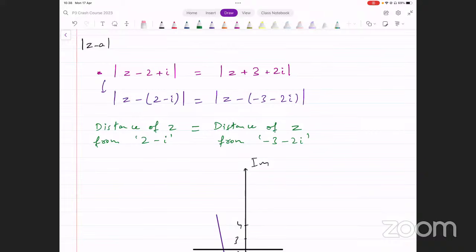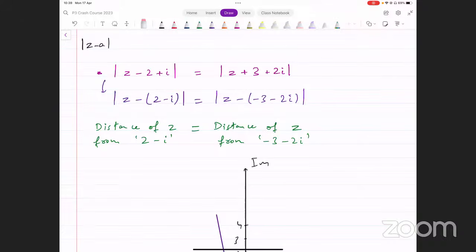And then you say the left side means distance of z from 2 minus iota. That equals distance of z from minus 3 minus 2 iota. So now you have 2 points, 2 minus iota and minus 3 minus 2 iota. And what you're saying is there's a complex number z, there's a point somewhere on the Argand diagram that is at an equal distance from these 2 points. So we're looking for the locus of a point that is at an equal distance from 2 points.